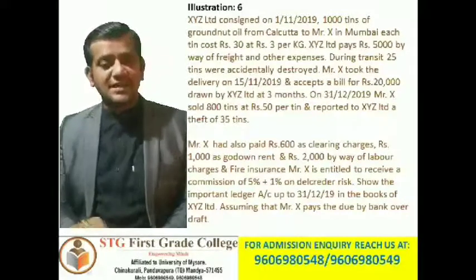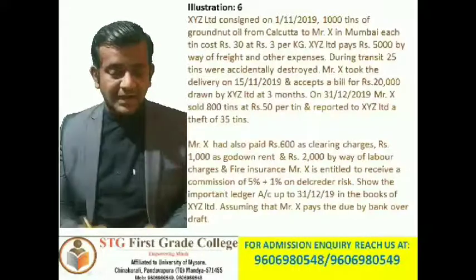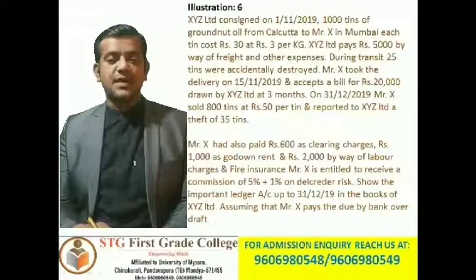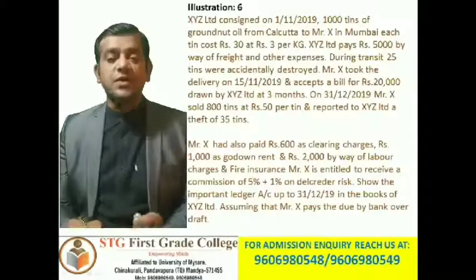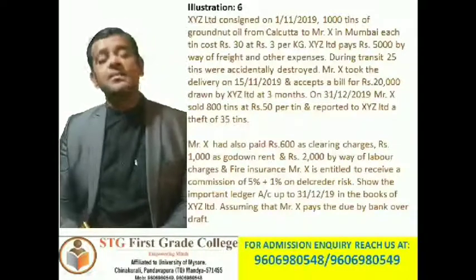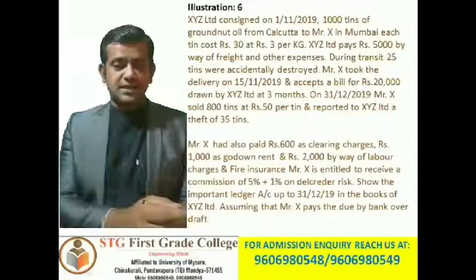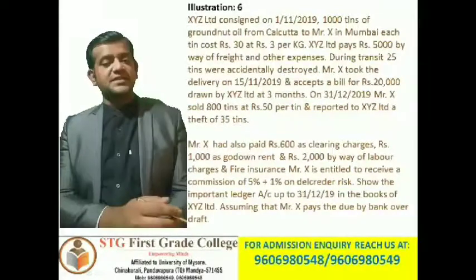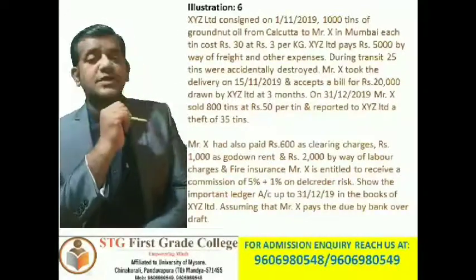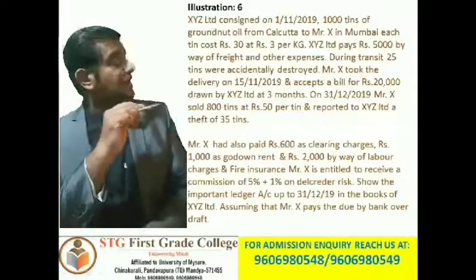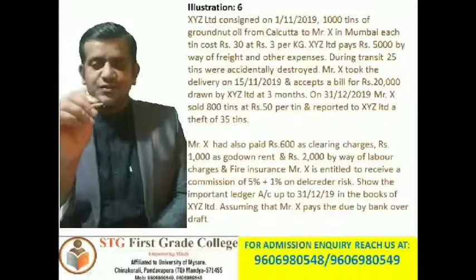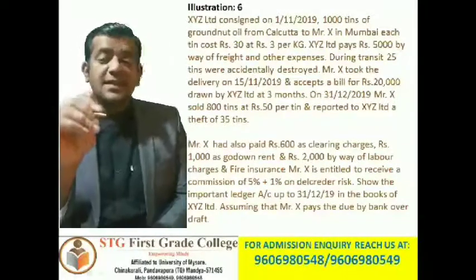So here the consignor is XYZ Limited of Calcutta, and Mr. X is the consignee, who is buying the goods from XYZ Company Limited, located at Mumbai. So the cost price of oil is rupees 30 per tin and rupees 3 per kg. That is the information that has been given. Next, XYZ Limited pays rupees 5,000 by way of freight and other expenses. So expenses incurred by the consignor, that is 5,000 rupees, for freight and other expenses.